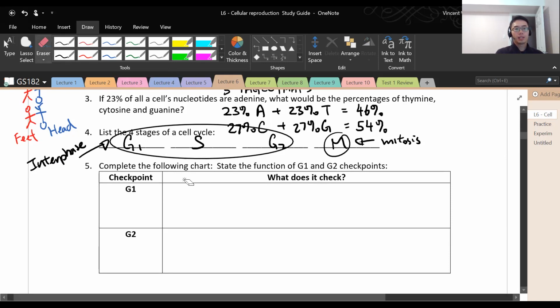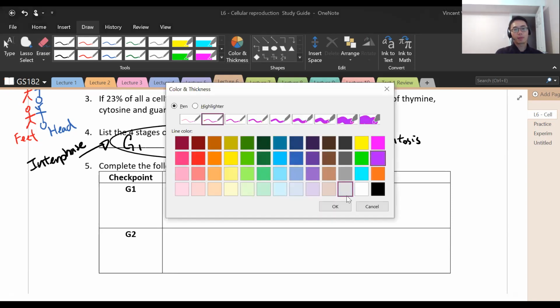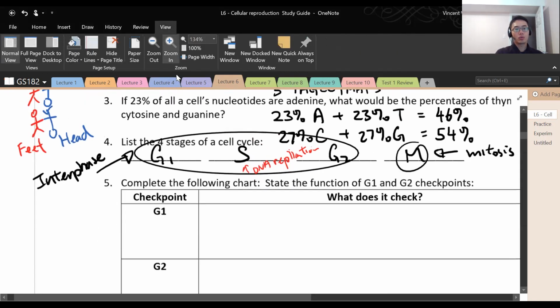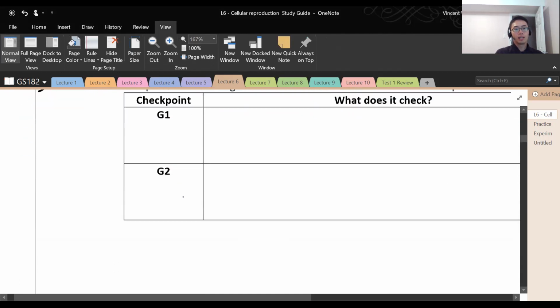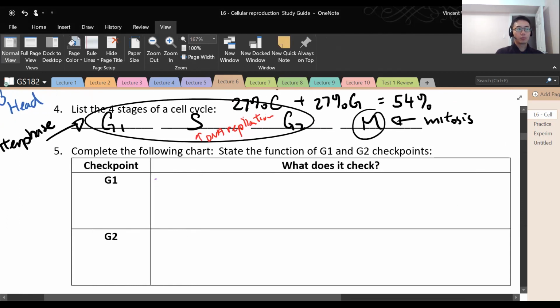Okay. So the S phase is where you actually do the DNA replication, right? This is where you do the DNA replication. So before you do DNA replication, you got to check to see if your DNA is good enough for copying. And after you copy, you also have to check again to make sure you did not make any mistakes. Okay, so that's what the G1 and G2 are. They are called cell cycle checkpoints. Okay, so in G1, what do we check for?